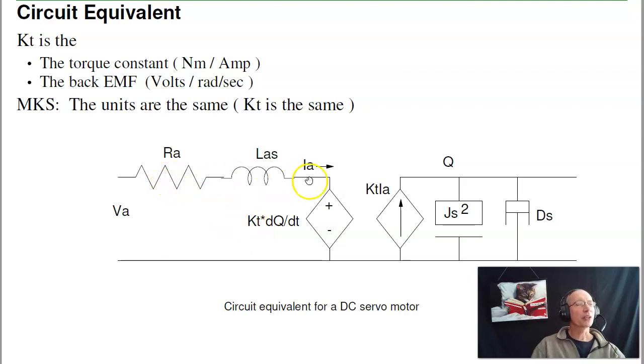As I apply current, the current produces a magnetic field. That magnetic field produces a torque. Torque is proportional to current, and that torque spins the motor. The motor has rotational inertia and friction. So that's the electrical model for a motor.